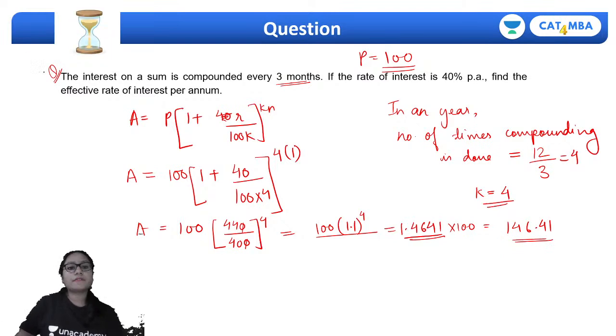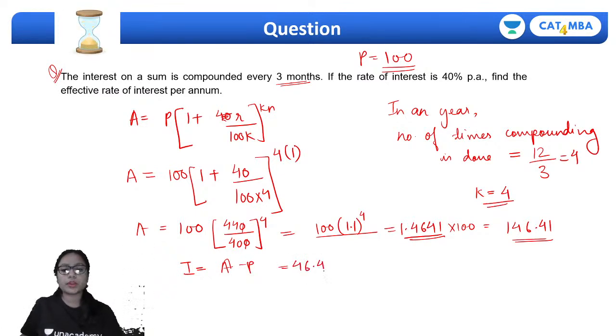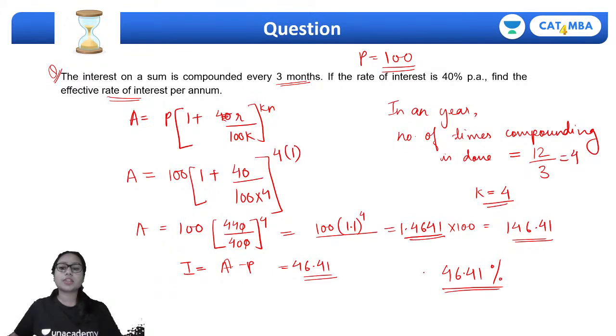Now, since we have to calculate the interest, it would be given by amount minus principal. Okay, amount minus principal, which is given to be 46.41 here. Now, since the principal is 100, it means the rate of interest would be equal to 46.41%. Okay, so the rate of interest is 46.41%.